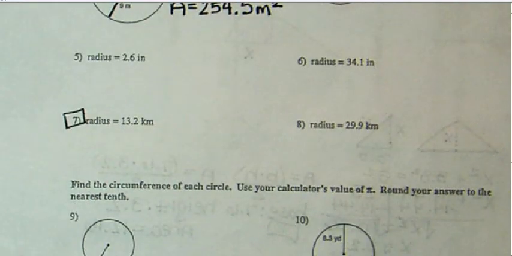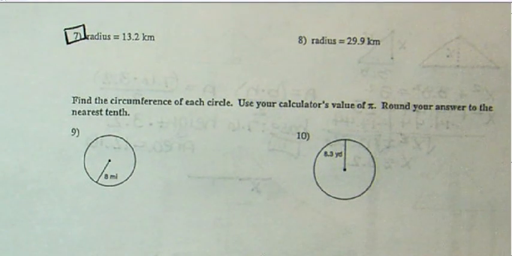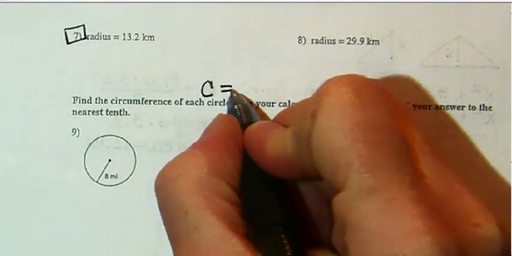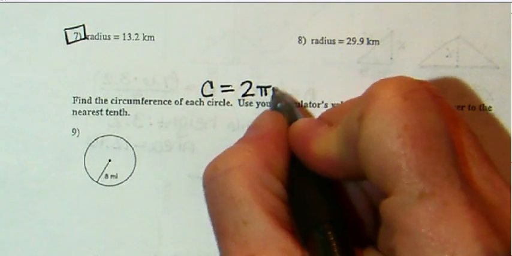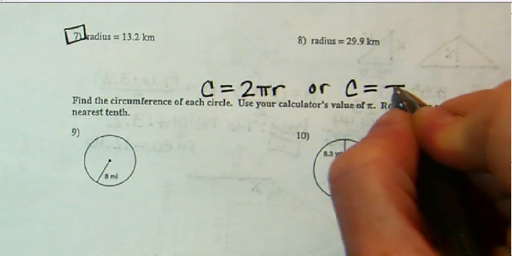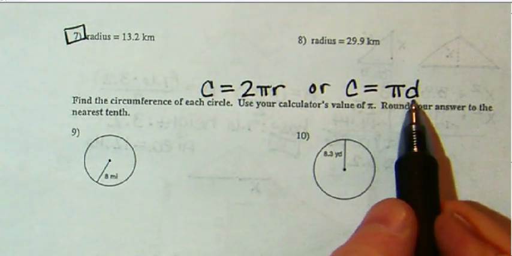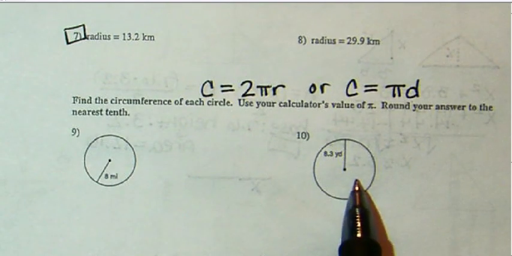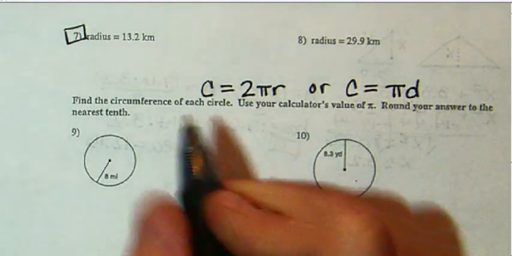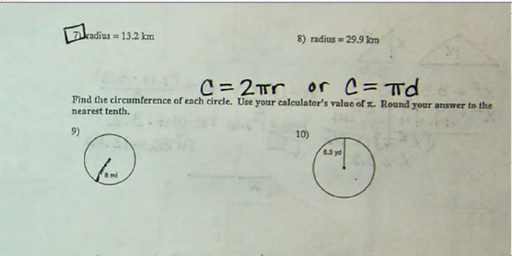Let's look at number 9 and 10. These are the last two problems for today. We have find the circumference of each circle. Remember, circumference equals 2 pi r, or circumference equals pi d. So we're going to be taking our radius. If you're looking at your problem, both of these only include the radius. So my radius, let's look at number 9. My radius is 8 miles.